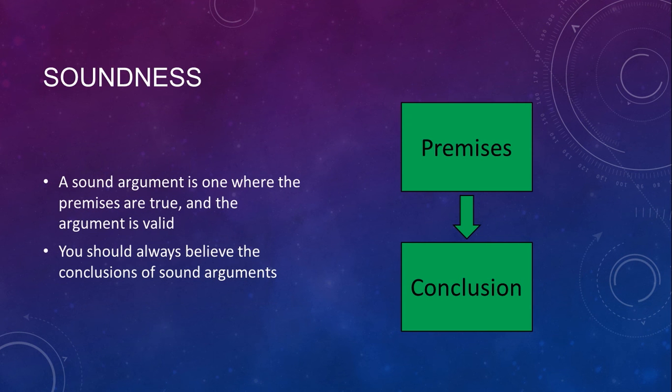Okay, so soundness, on the other hand, is validity plus truth. So a sound argument is one where the premises are true and the argument is valid. So all sound arguments are also valid. And sound arguments are great because you should always believe the conclusions of sound arguments. If the premises are true and it's valid, then you are sort of rationally obliged to believe the conclusion of that argument. Sound arguments are what you want.